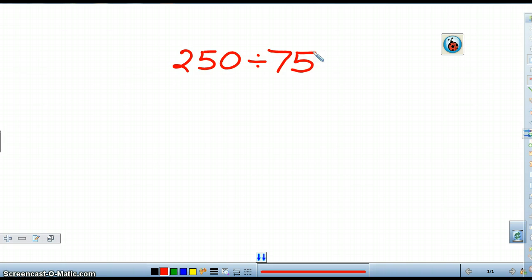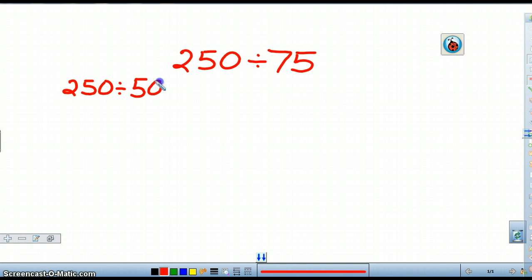Oh, don't tell me an answer yet. What else could we do that we've already learned about? Guess and check. What if we used compatible numbers? 250 is kind of hard to divide by 75, but what else do we know about using compatible numbers that might help us? Grace? Like take off the 0 and change it. So we might have 250 divided by 50. Would that be easier?